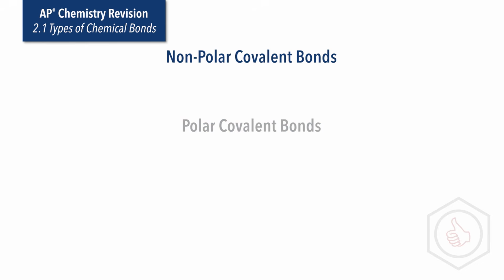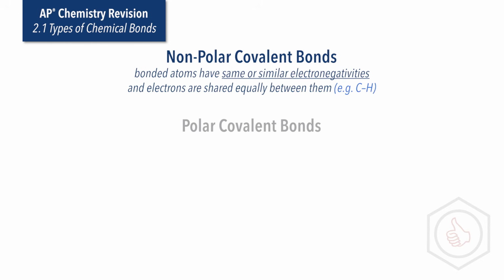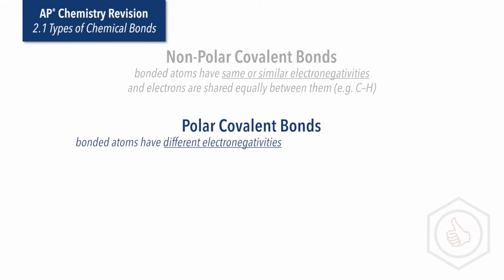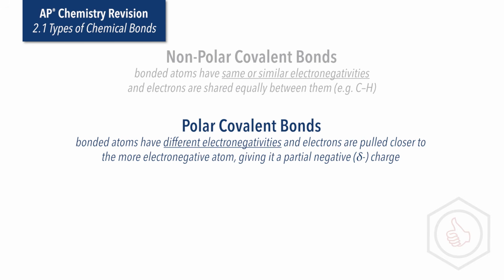Nonpolar covalent bonds form when two atoms with the same or similar electronegativities bond together. This means electrons in the bond are equally shared between them, and neither atom ends up with a partial charge. Polar covalent bonds form when there is a difference in the electronegativity between the two bonded atoms. The bonding electrons are pulled closer to the more electronegative atom, giving it a partial negative charge, and the atom with the lower electronegativity has a partial positive charge.